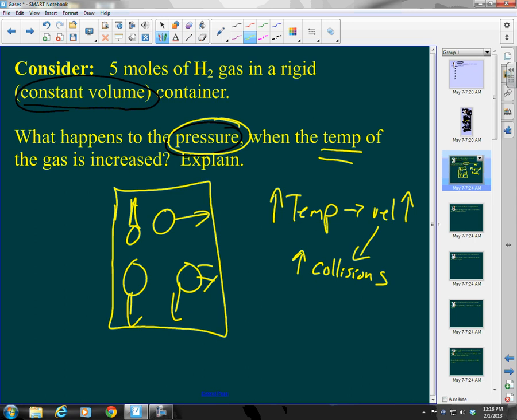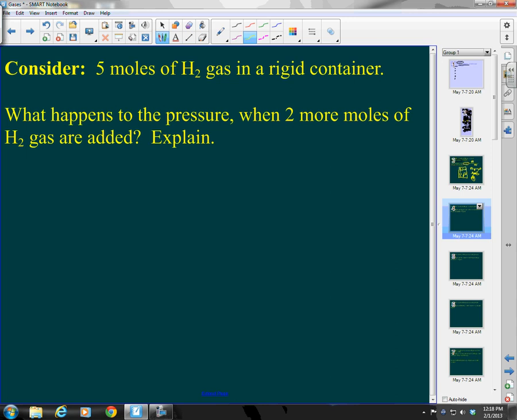And if the number of collisions increases, then what? That means my pressure increases. There we go. So what happens when my temperature increases? My pressure increases. Why? Because of all these things. Velocity increases, number of collisions increases, which means my pressure increases. Next, what happens to the pressure when 2 more moles of gas are added?